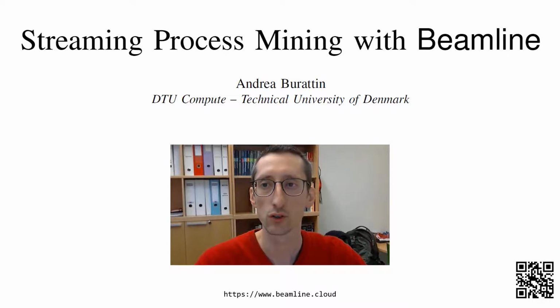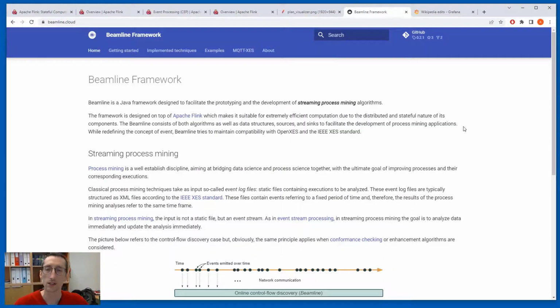In this video, I would like to present you Beamline. Beamline is a Java framework designed to facilitate the prototyping and the development of streaming process mining algorithms. Beamline is defined as a set of functions to extend Apache Flink.